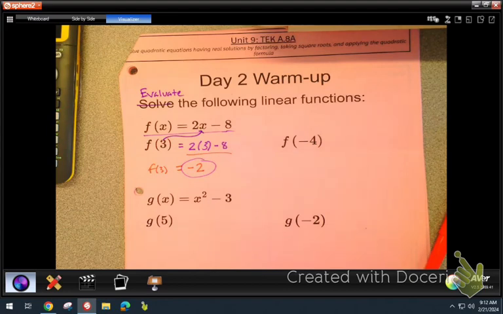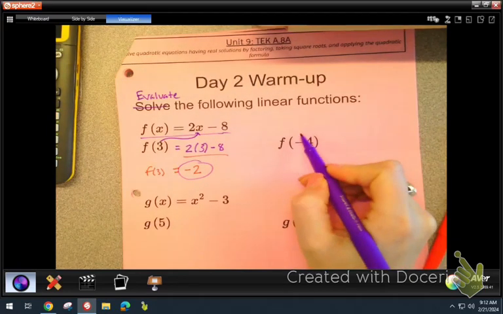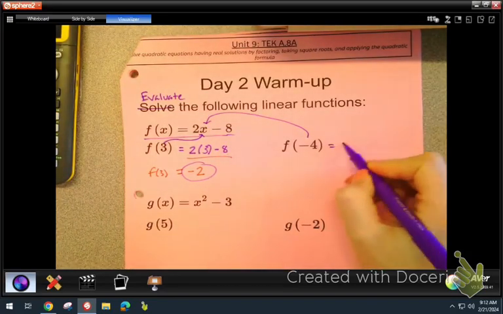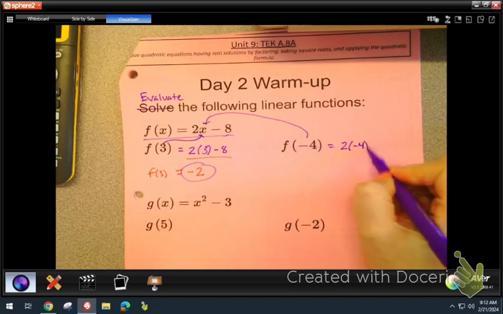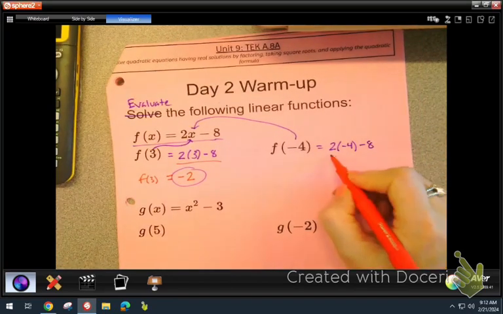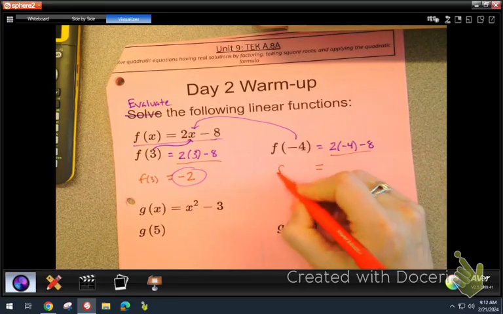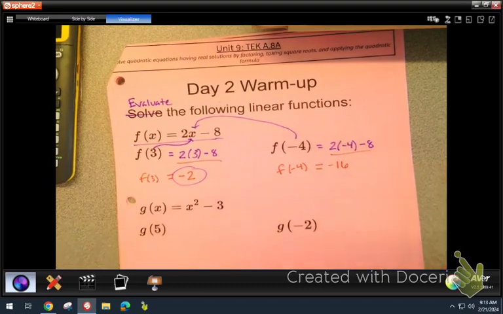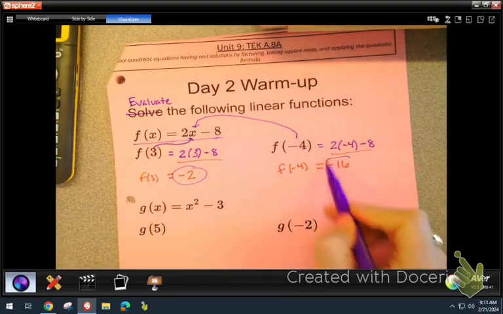Same idea with negative 4. It's f of negative 4. So you're going to take a negative and put it right there. We would say 2 parentheses negative 4 minus 8. When you evaluate that, what'd y'all get? Negative 16. Negative 15? 16. Negative 16. And then there's our output for there.